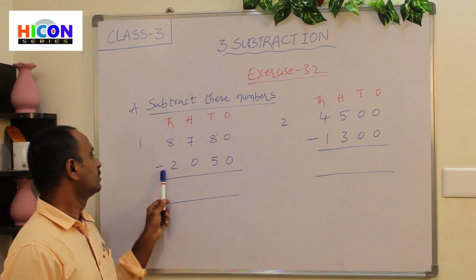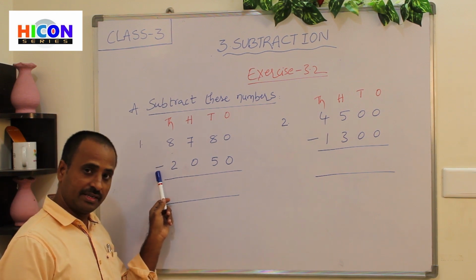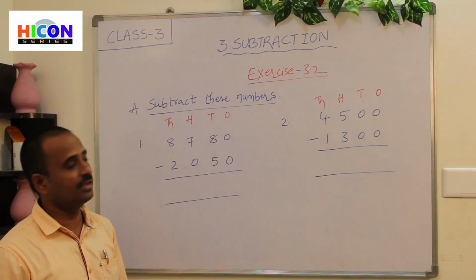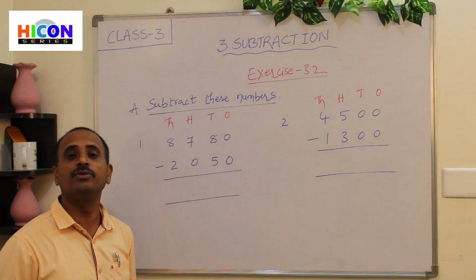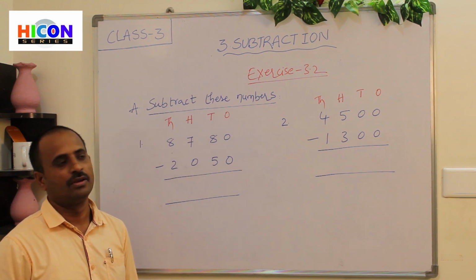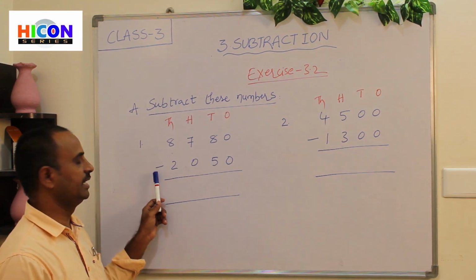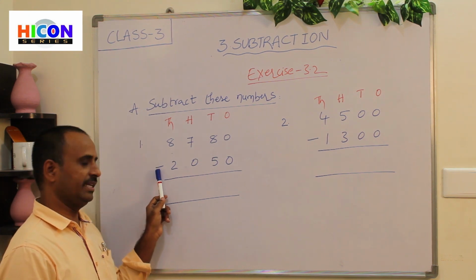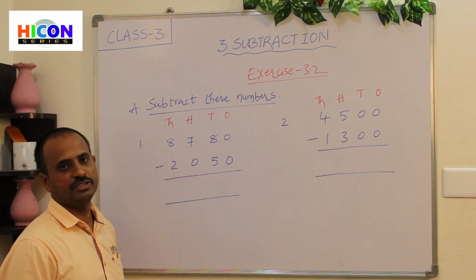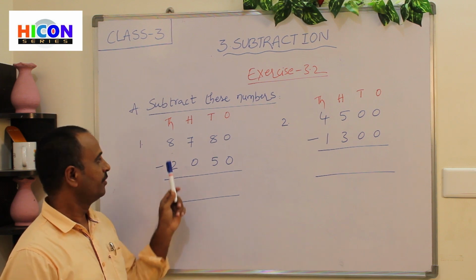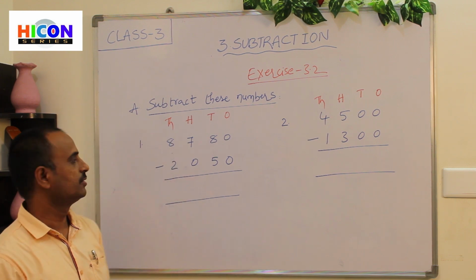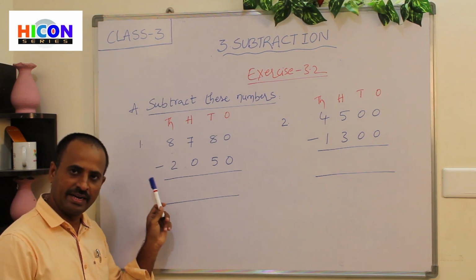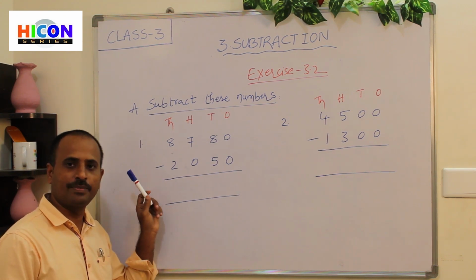So by identifying this symbol, we can check whether the problem has to be solved by using addition or subtraction. So we have to check the symbol here first. If there is the minus symbol, we have to do subtraction. If there is the plus symbol, we have to do addition. So this is called minus. This is the symbol for subtraction.